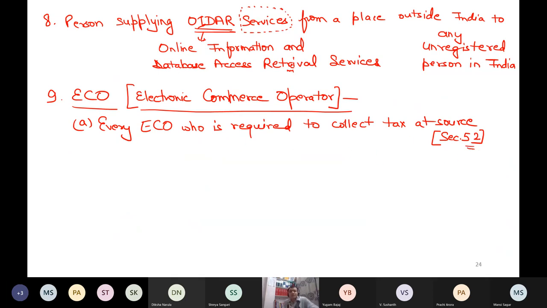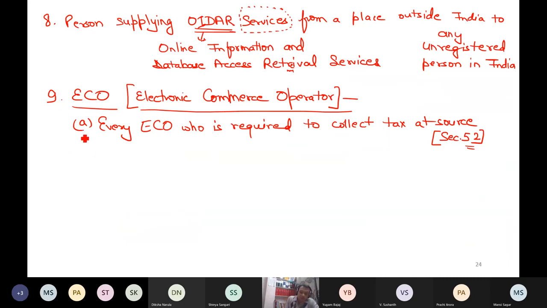Now, just like TDS under the Income Tax Act, we have TDS in GST also, and similarly, just like TCS, not Tata Consultancy Services, TCS means tax collected at source under income tax, the same concept of TCS is applicable in GST laws also. So every electronic commerce operator like Flipkart, Snapdeal, etc., who is required to collect tax at source has to take registration, because when they collect the tax at source without registration, how will they deposit the tax with the government of India? So it's necessary.